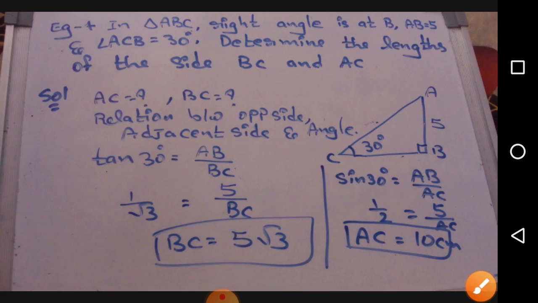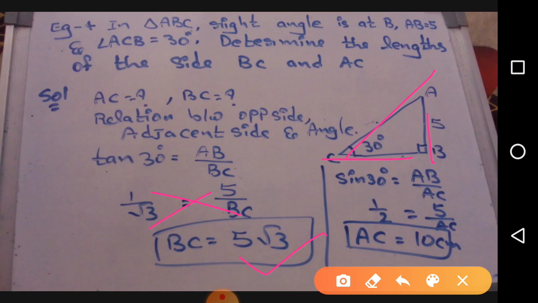Similarly, just replace tan 30 by 1 by root 3 and AB as 5, and BC. You could replace BC with X, but don't do that, you may get confused, because we also have AC over here. So write BC as BC, and if you cross multiply, you will get BC equals 5 root 3. Once you have this, you need to find AC.